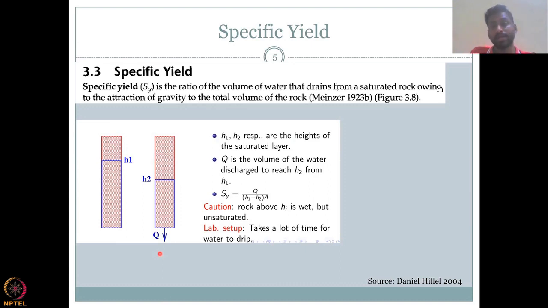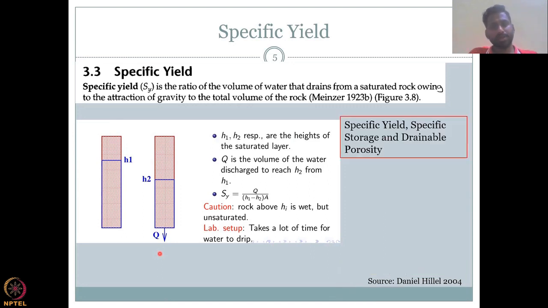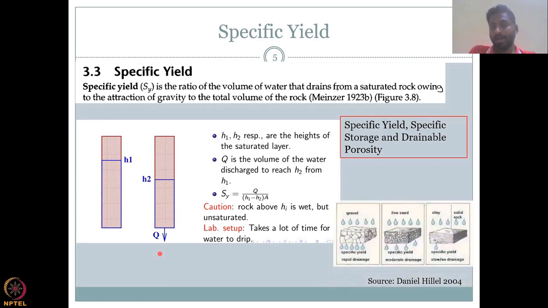So specific yield is that very important term in groundwater, which tells you how much water is extracted through gravity. It has different names: specific yield, specific storage, and drainable porosity. I like the last term, drainable porosity, because it connects us with the previous component that we saw, porosity. The porosity might be there, but how much is drainable is very important. And that drainable through gravity is called specific yield. In a gravel, the specific yield is very high. Water can come in fast and also go out fast. Rapid drainage, we call very quick drainage.